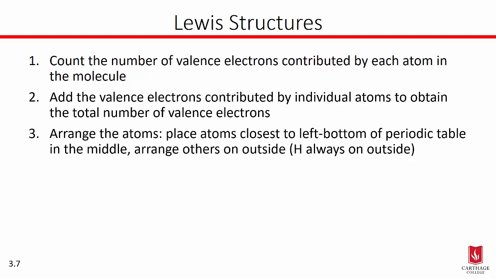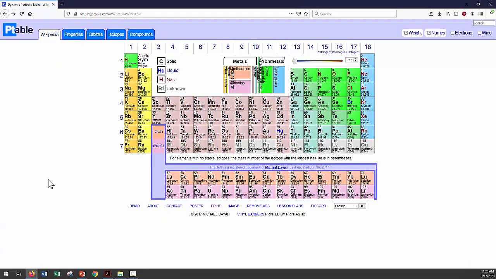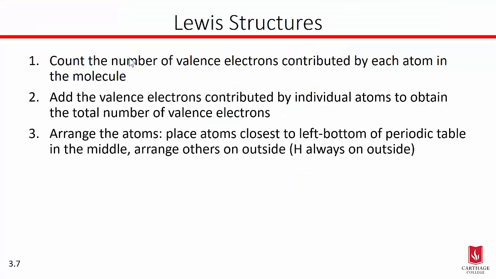But when we draw these atoms that are part of a molecule, the ones that are the closest to the left bottom of the periodic table are going to be in the middle of the molecule. So if I come back to the periodic table here, things like francium are going to be towards the middle. Things that are up here at the top right are going to be more on the outside. And again, hydrogen is always going to be outside because it can't be in the middle. It can only form one bonding pair of electrons, one shared pair of electrons. Okay, so that's step 3, arranging the atoms. Sometimes they call this drawing the skeletal structure.